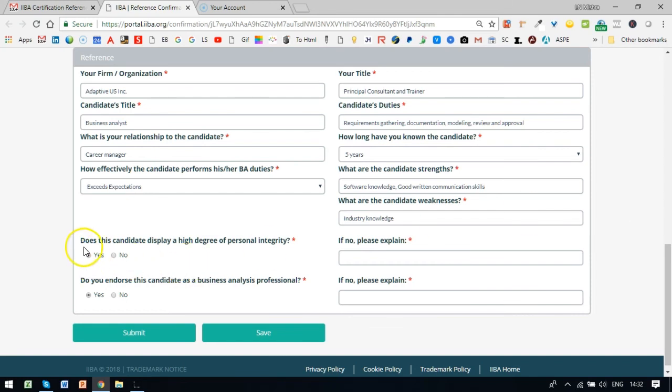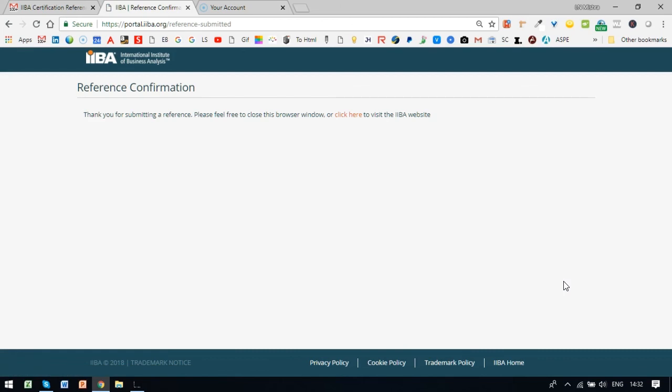And then you actually have to give 2 ratings here, which is very important. Whether the candidate displays a high degree of personal integrity, yes. And do you endorse this candidate as a business analysis professional? You say yes. And after that you have 2 choices, submit or save. Save means the data is saved, but it is not submitted to the system. So you have to click on submit so that it gets submitted in the system. That's about it.